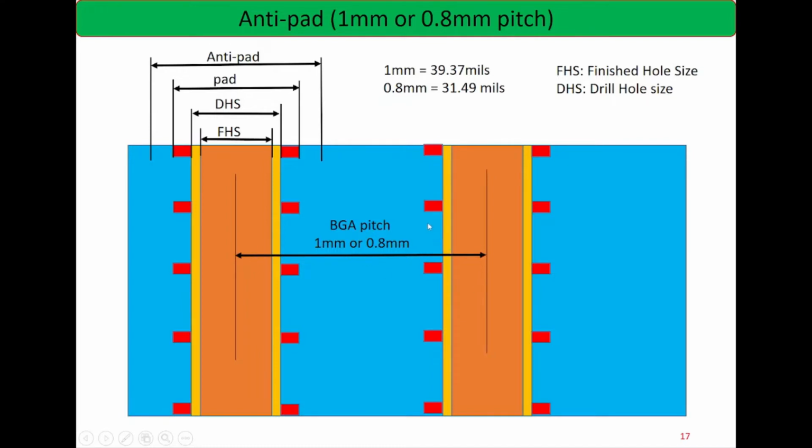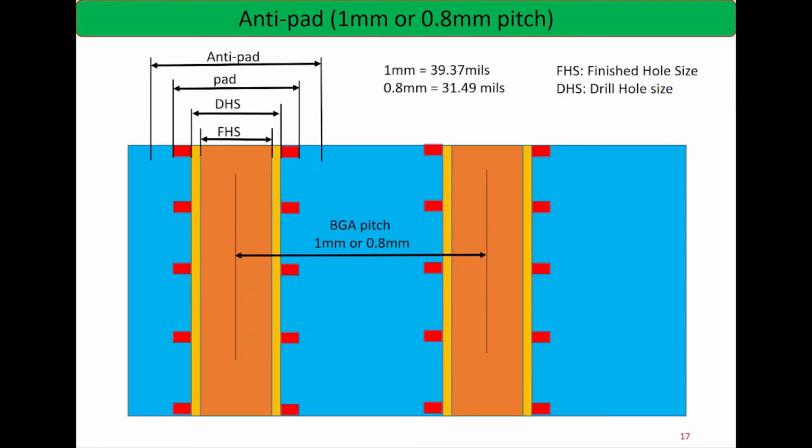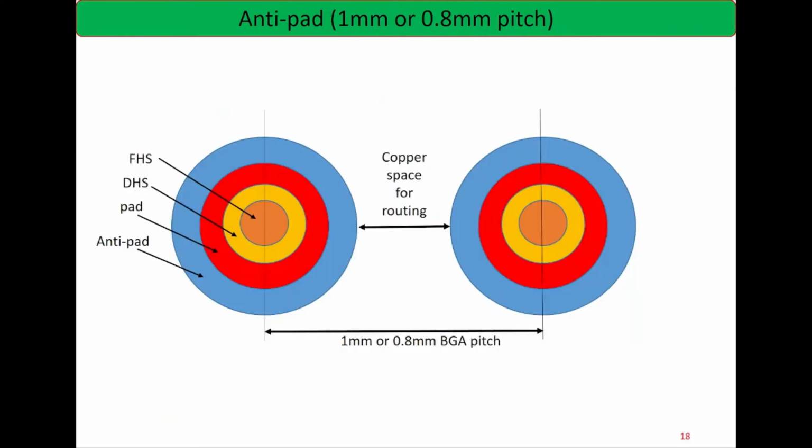So we need to find out whether the spacing between these two arrays is good enough to pass the transmission line between these two vias. So BGA 1 mm is 39.37 mils and 0.8 mm is 31.49 mils. So we'll see how to check whether this copper space is enough. Now you can see that this one is the cross sectional view, and I have another diagram to show you the top view.